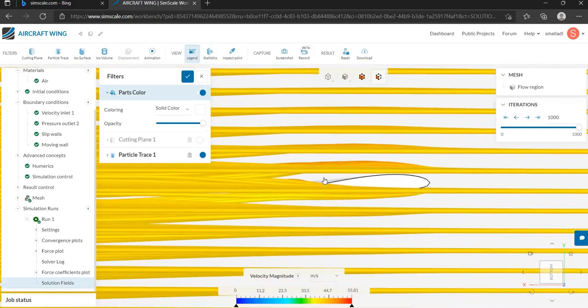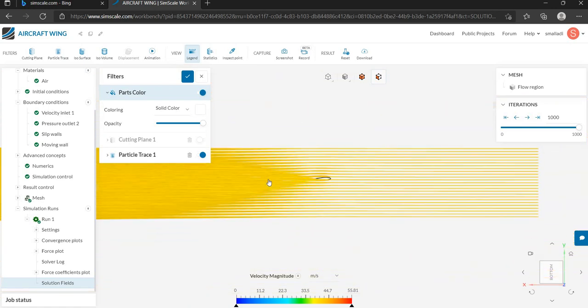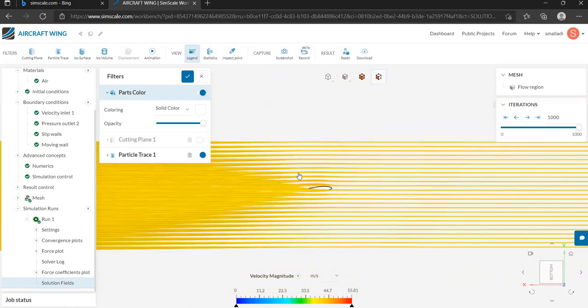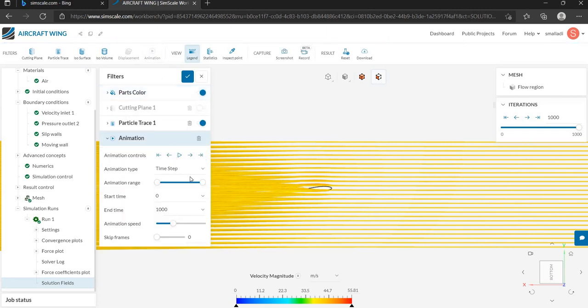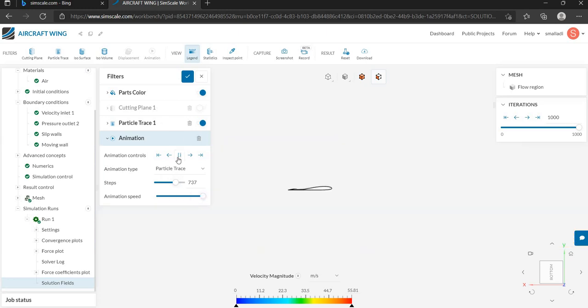You can also animate the streamlines flowing over the surface of the wing. For that, go to animation, select particle trace. You can increase the steps and animation speed and play.